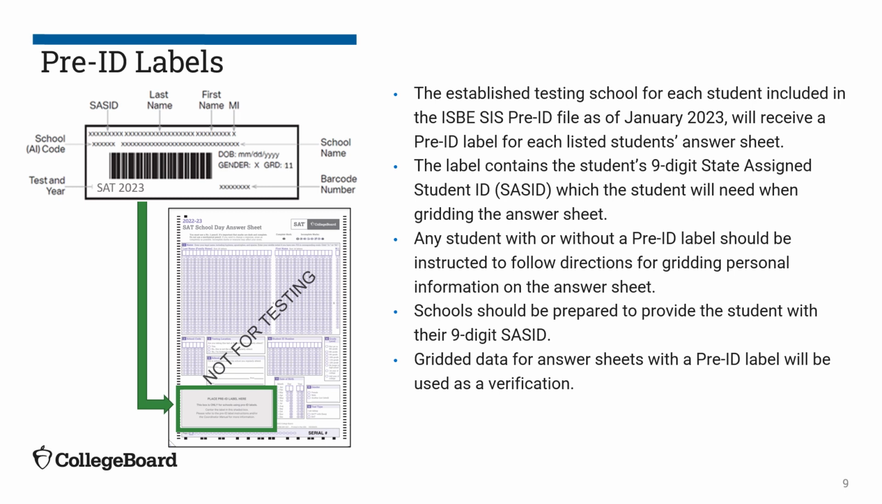Pre-ID labels will be part of the pre-administration shipment if your students were included in the ISB SIS pre-ID file in January 2023. The label contains the student's 9-digit state-assigned student ID, or SAS ID, which the student will need when gridding the answer sheet. All students, with or without a pre-ID label, should be instructed to follow directions for gridding personal information on the answer sheet. Schools should be prepared to provide the student with their 9-digit SAS ID. Gridded data for answer sheets with a pre-ID label will be used as a verification.